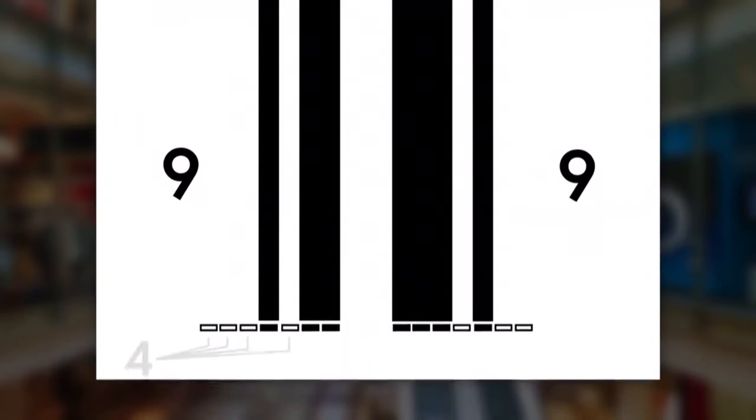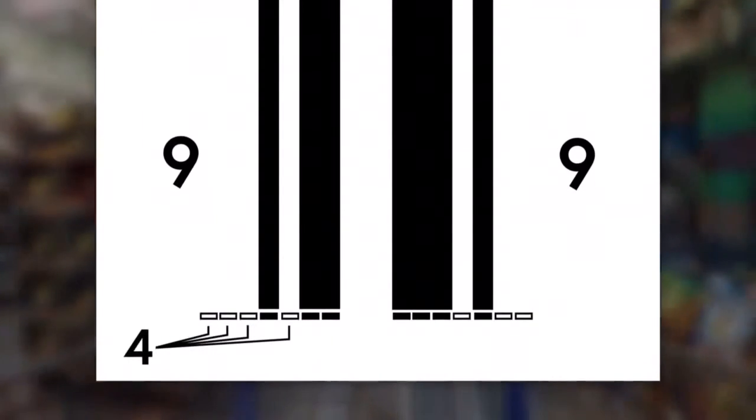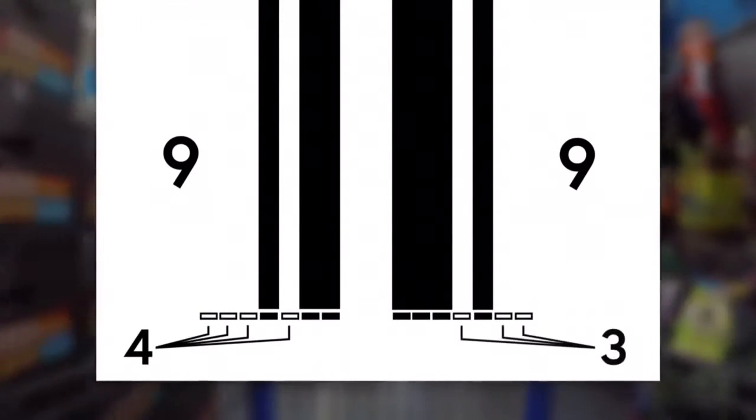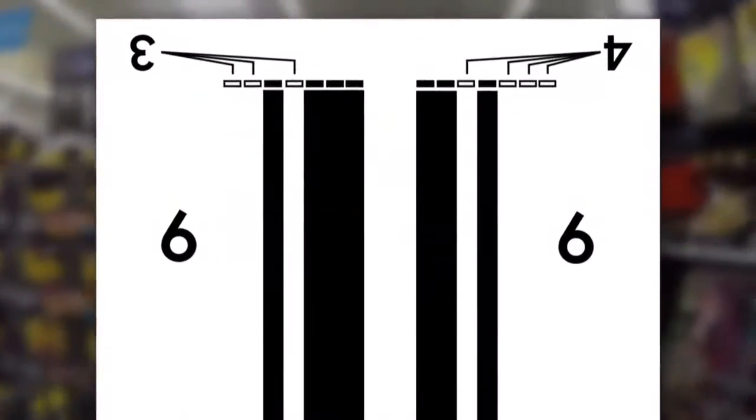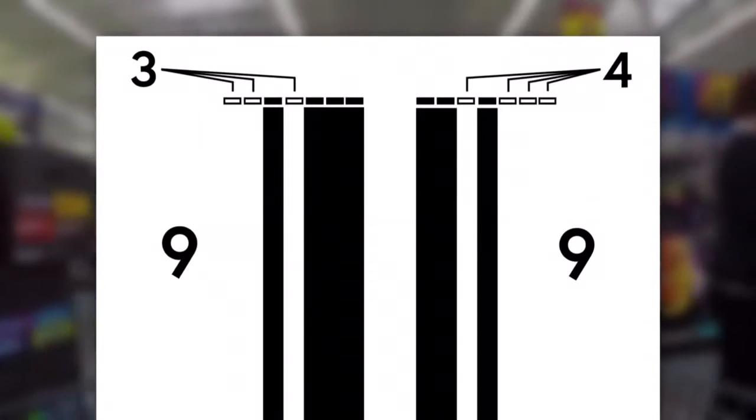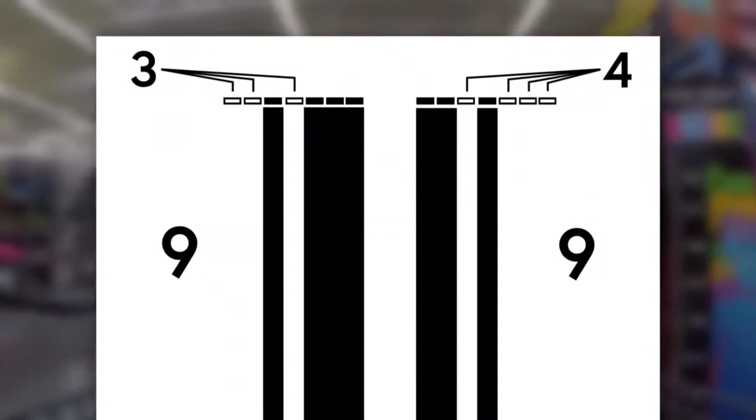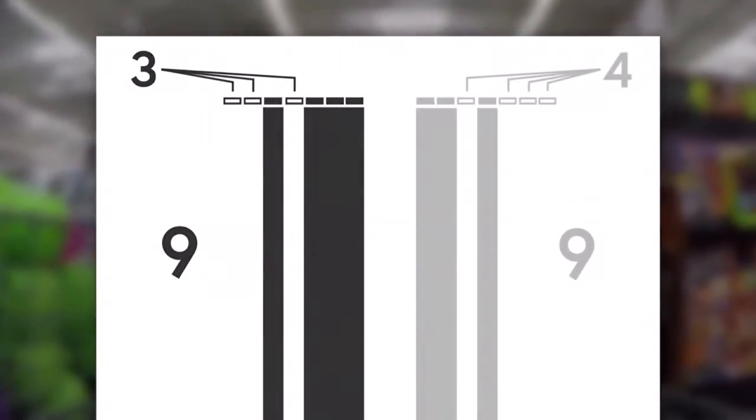You might see a pattern. All the codes for numbers on the left have even numbers of white spaces. All the codes for numbers on the right have odd numbers of white spaces. This is so if the code is upside down, the scanner knows to read the code from the opposite direction. If it sees the codes with odd numbers of white spaces on the left, the machine knows to start reading from the right.